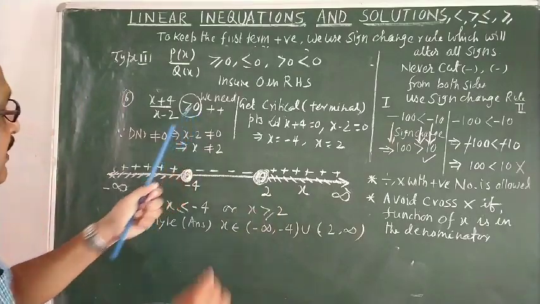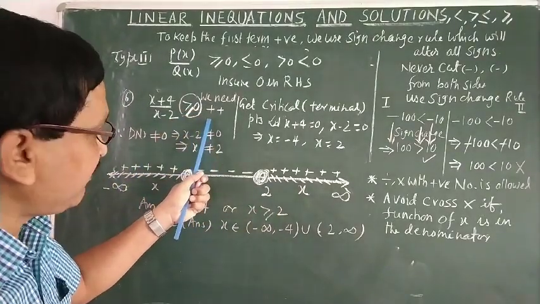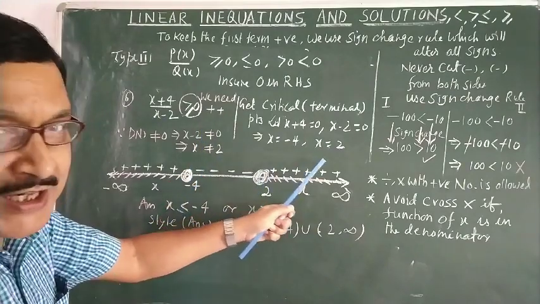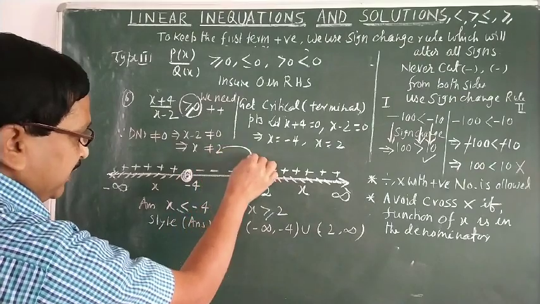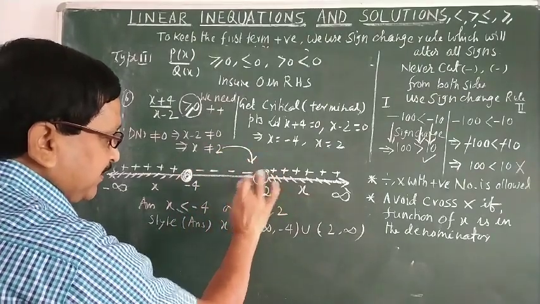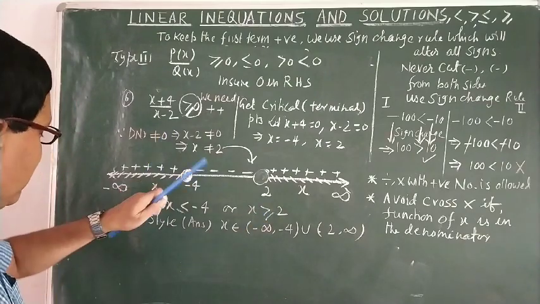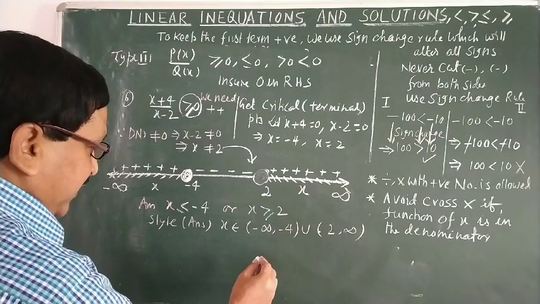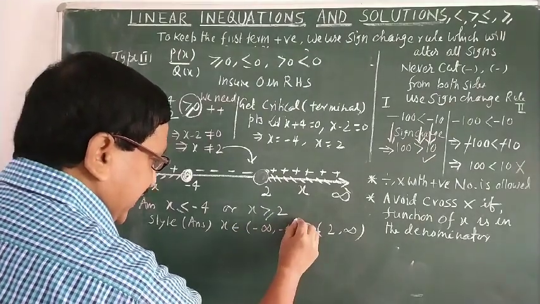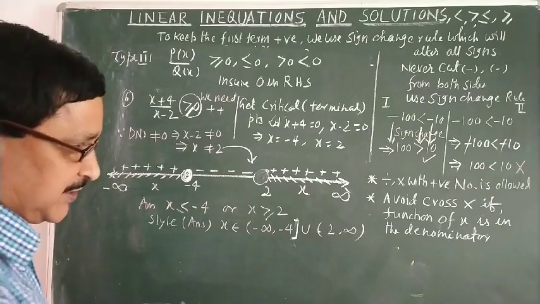Due to this equal sign, in case of greater than or equal to, both critical points are taken due to this equality. But x is not equal to 2, so remove this. Only 2 is not to be taken because it will make the denominator 0. So that's why 2 is excluded, and -4 will be taken, but 2 is not taken. All others will remain the same.